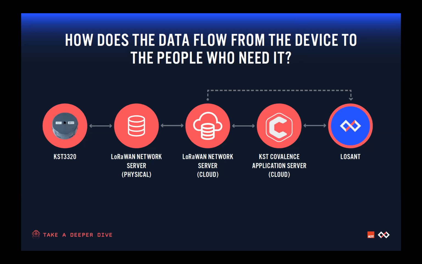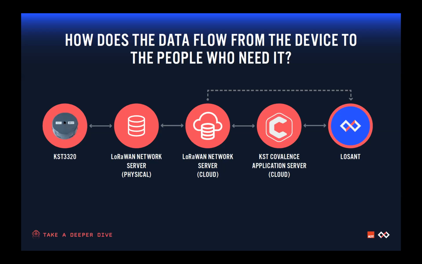In our case, we actually forward the data to an application server that we run that we call Covalence. What we love about Covalence is we could have any number of IoT devices feeding data into Covalence, and then we can packet that data in whatever way we want, and then we can push it to a critical platform piece like Losant. And so that's what we're doing in our demo.